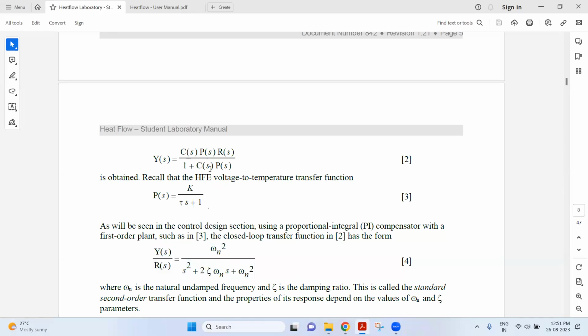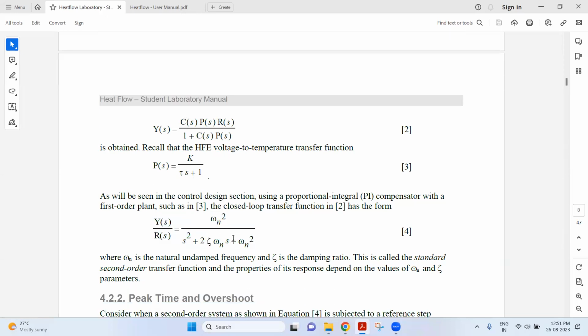Okay, by solving all this and writing the comparative values, the transfer functions, they have written here. Okay, this equation we are going to get. Here we are talking about the vibrations in the system. Omega n stands for natural damped frequency.